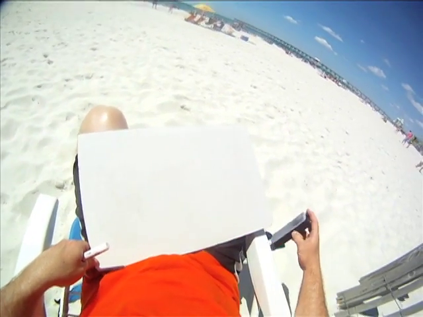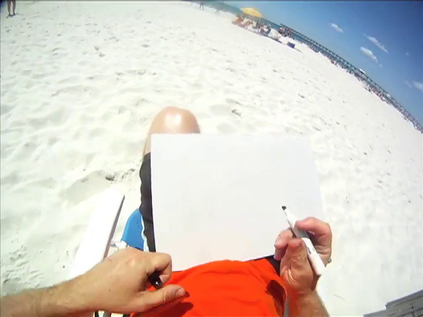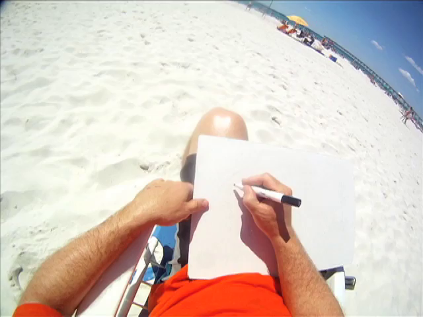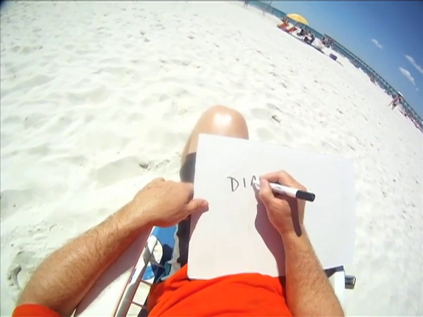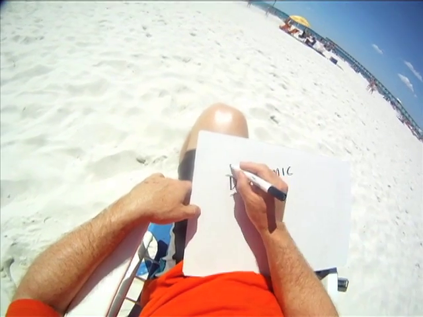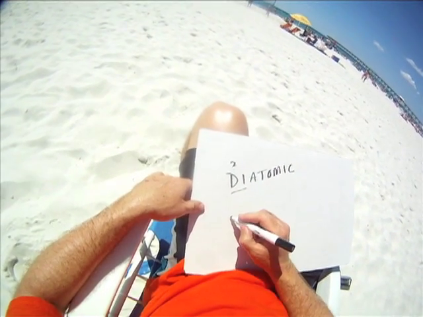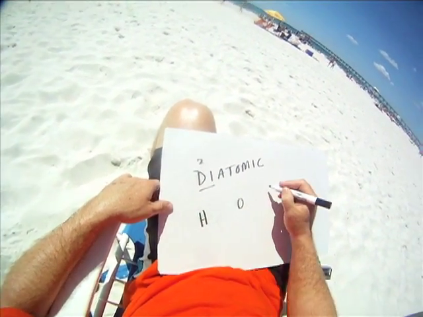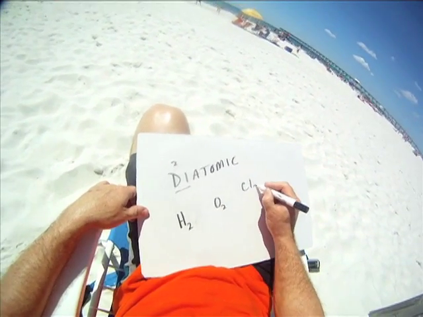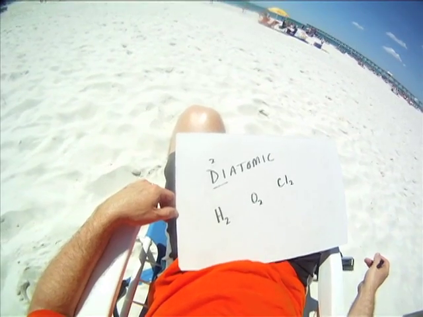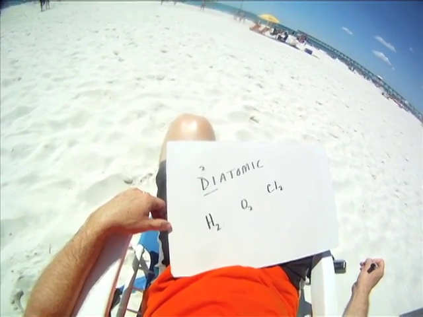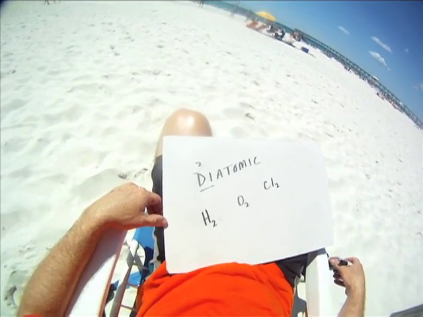Alright, now before we start talking about that, we need to address one other topic. In nature, sometimes atoms exist as diatomic molecules, meaning they exist in pairs. Hydrogen, oxygen, and chlorine are examples. They exist in a molecule made up of two of those types of atoms. And they don't occur by themselves very often.